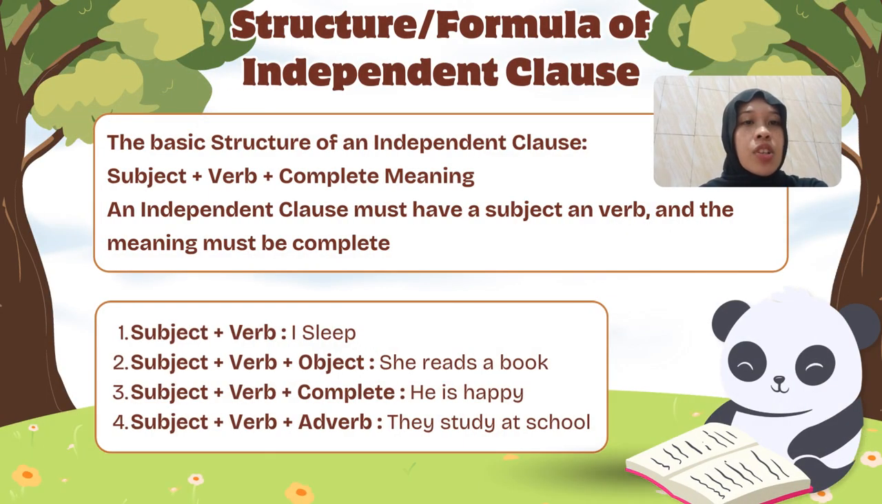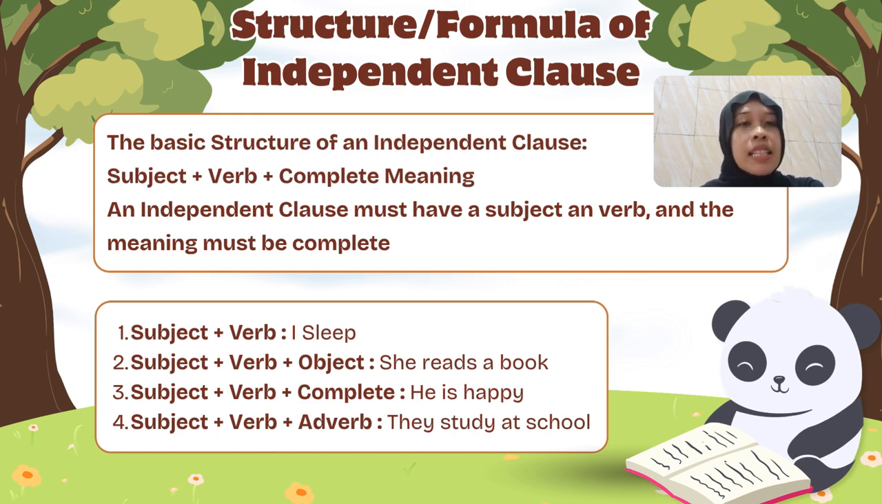Okay, next, structure or formula of independent clause. The basic structure of an independent clause is subject plus verb plus complete meaning. An independent clause must have at least a subject and a verb, but sometimes it can also have an object, complement, or adverb. The first example is I sleep. This follows the pattern subject plus verb. The second example is she reads a book. This follows the pattern subject plus verb plus object.